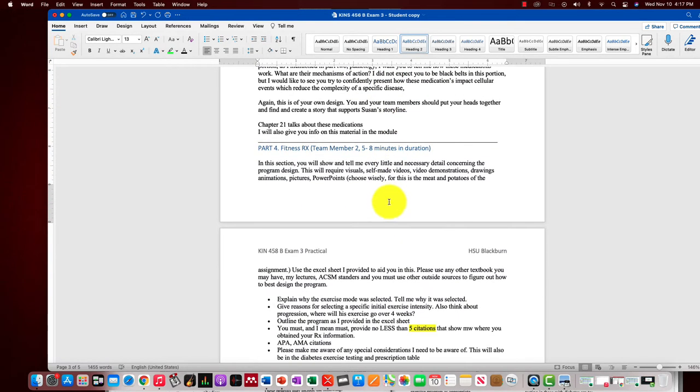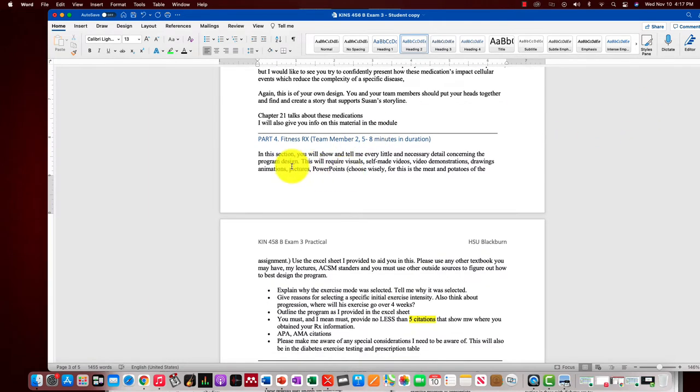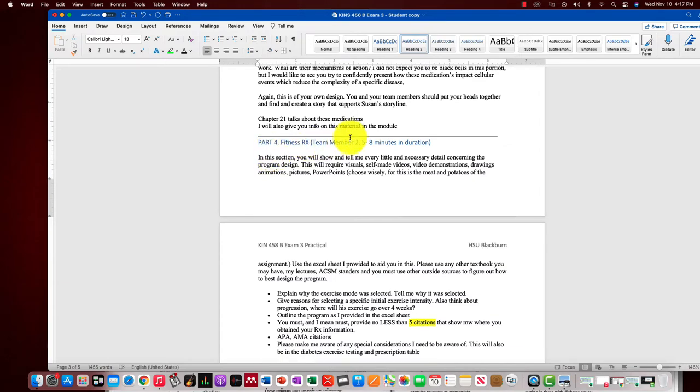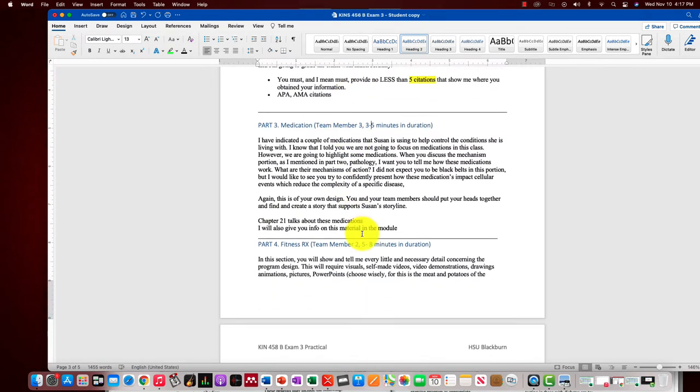Now, here's the meat and potatoes. This is very similar to you guys that are in 456A. We're going to use a similar graph or a similar Excel sheet. But this is where I want you to, there's a typo. That should be 4, not 2. This is where I want you to tell me how you would put this person through exercise. And I was going to make you tell me about assessments, but I want you guys to do a little more prescription. So I focused on the prescription component.